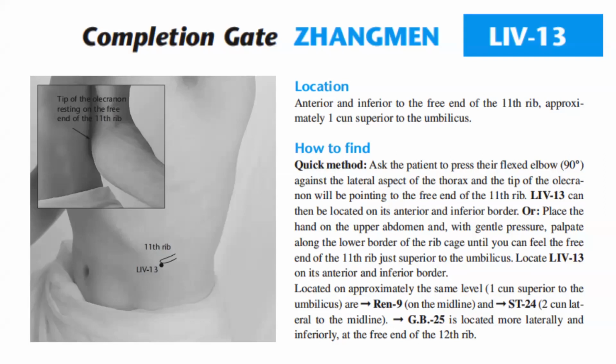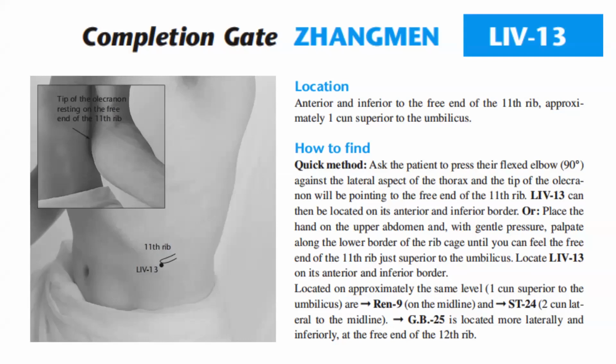Ask the patient to press their flexed elbow 90 degrees against the lateral aspect of the thorax, and the tip of the olecranon will be pointing to the free end of the 11th rib. Liver 13 can then be located on its anterior and inferior border.